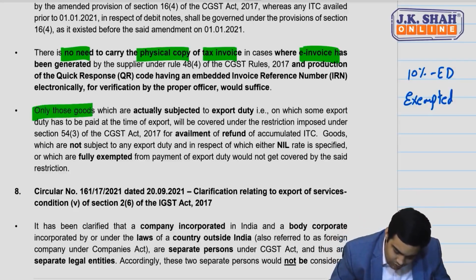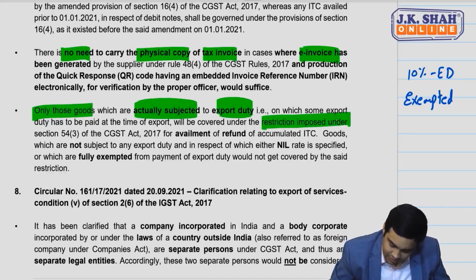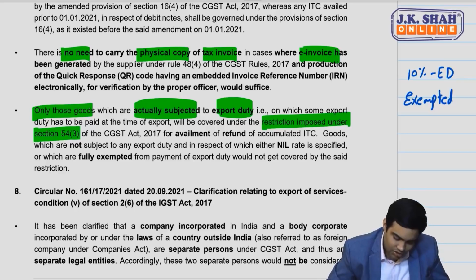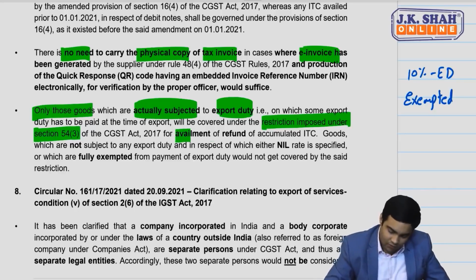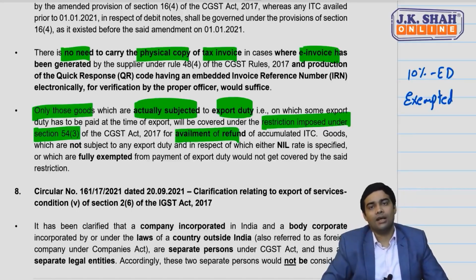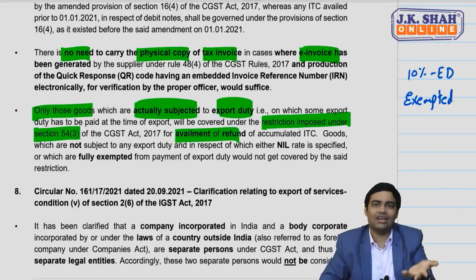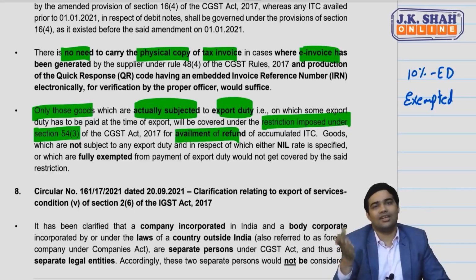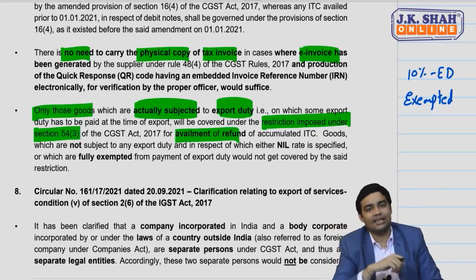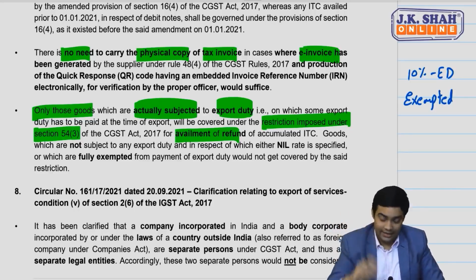Only those goods which are actually subjected to export duty will be covered by the restriction imposed under 54(3) for availment of refund. That means then they will not get refund. But if an export duty rate is there, but it is exempted or nil, then you can claim a refund. Clear? Fairly simple, sir. Okay.